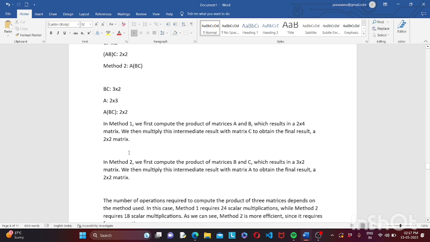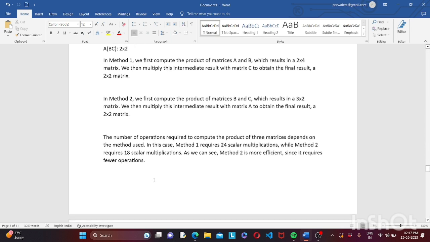So in method 1 we first compute the product of matrices A and B, which results in a 2 by 4 matrix. We then multiply the intermediate result with the matrix C to obtain the final result, a 2 by 2 matrix. Now in method 2 we first compute the product of matrices B and C, which results in a 3 by 2 matrix. We then multiply this intermediate result with matrix A to obtain the final result, which will also be a 2 by 2 matrix.